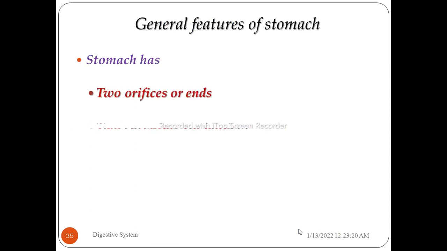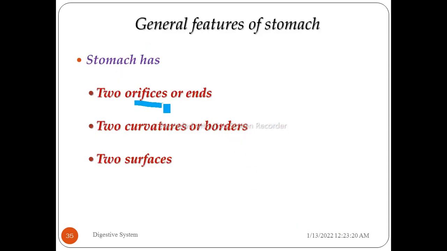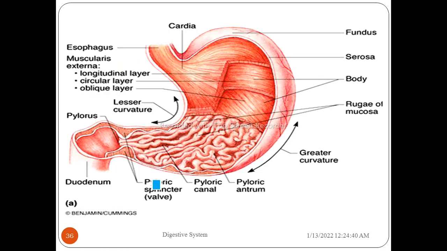So the stomach has 2 orifices, superior and inferior orifice, 2 ends, superior and inferior ends, 2 curvatures, greater and lesser curvature, 2 borders, anterior and posterior border, and 2 surfaces, anterior and posterior surfaces. So this is the stomach. As I told you, this is the cardia, this is the cardiac region, this is the fundus region, this is the body, this is known as the pylorus region.